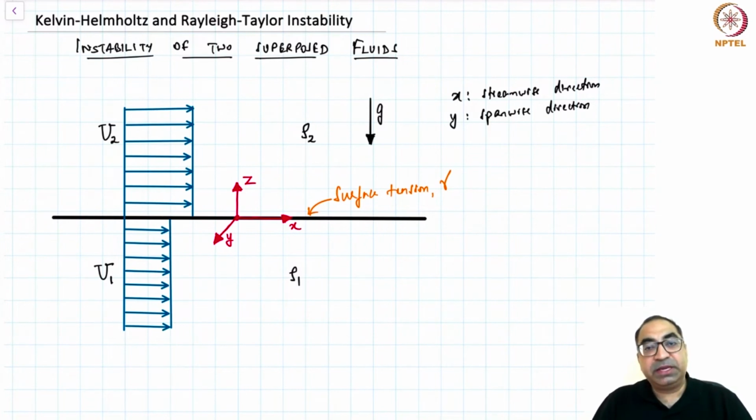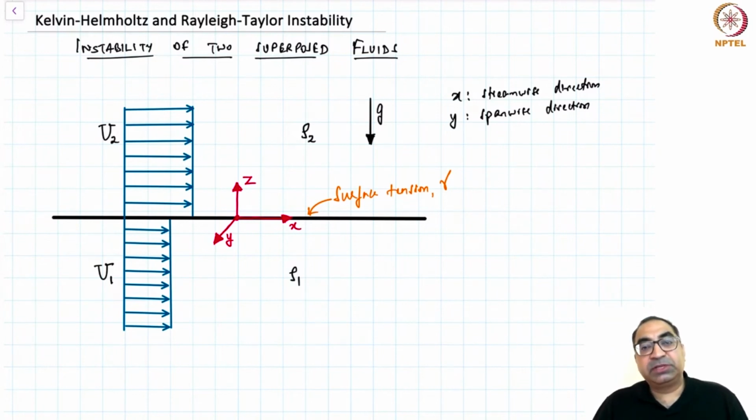Now, when they come and meet, an interface forms between these two fluids, and the velocity in both the streams is considered to be uniform. This was the original assumption that Kelvin made, and just like what Kelvin had done, we will also assume that both the fluids, stream 1 and stream 2, the upper stream and the lower stream, are inviscid and irrotational.